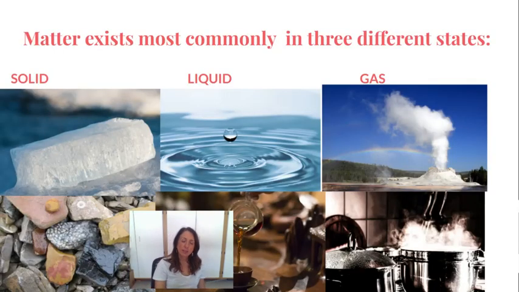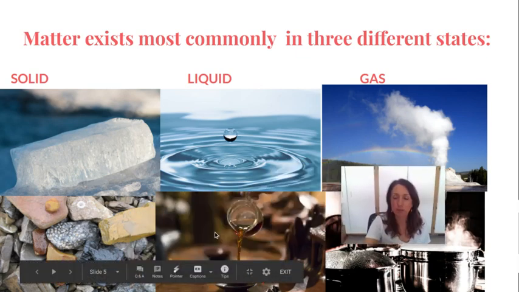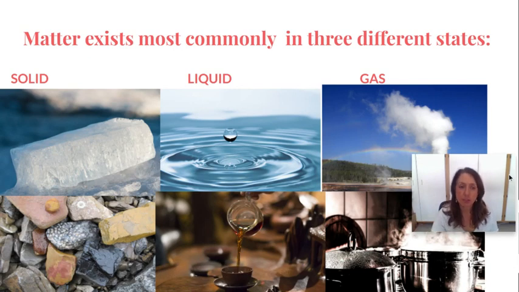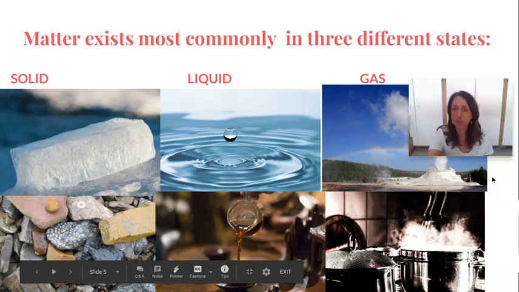Okay, so like I said, we're going to talk about the three most common states of matter, and they are solids, liquids, and gases. I just have different examples here. You can see for solid, I have an ice block and some rocks. For liquids, I have water and pouring coffee or tea. And then for gas, we have some water vapor here, both in different forms, natural water vapor and then that from a boiling pot.